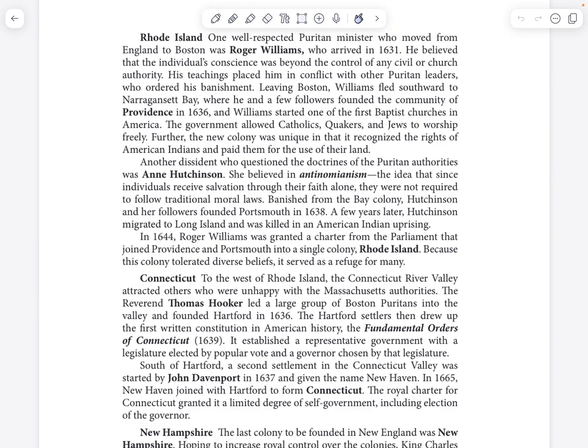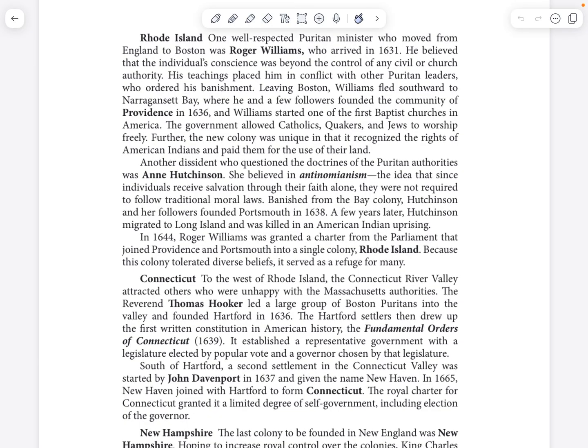The government allowed Catholics, Quakers, and Jews to worship freely. Further, the new colony was unique in that it recognized the rights of American Indians and paid them for the use of their land. Another dissident who questioned the doctrines of the Puritan authorities was Anne Hutchinson.